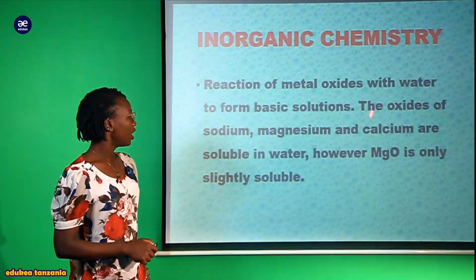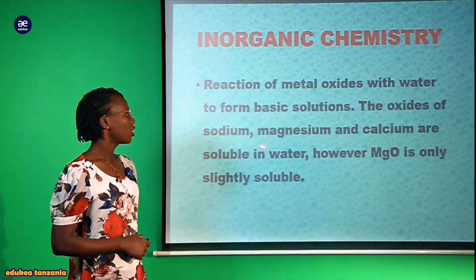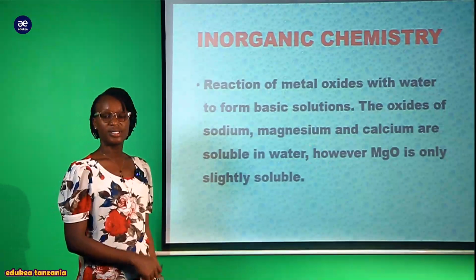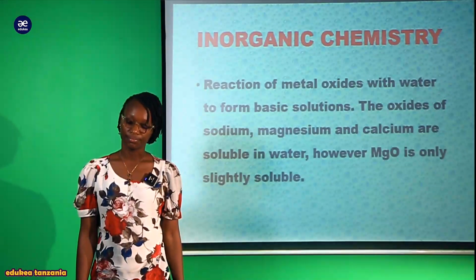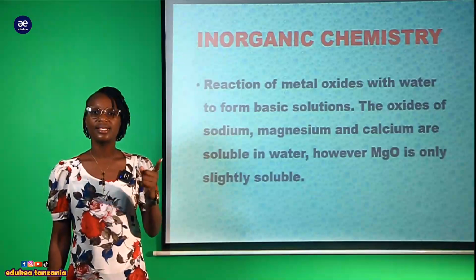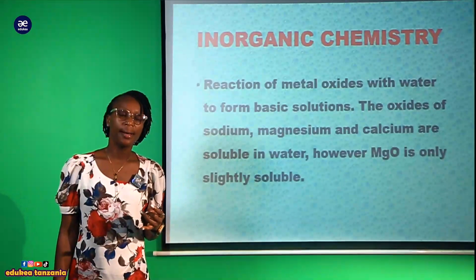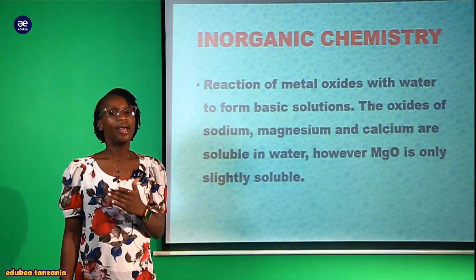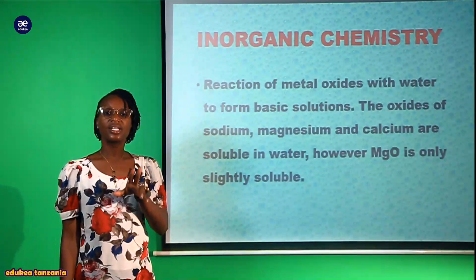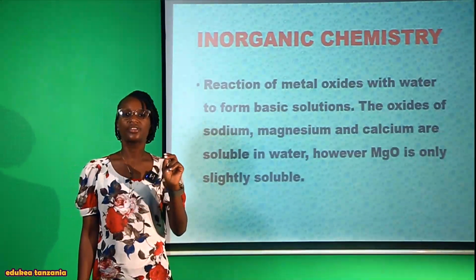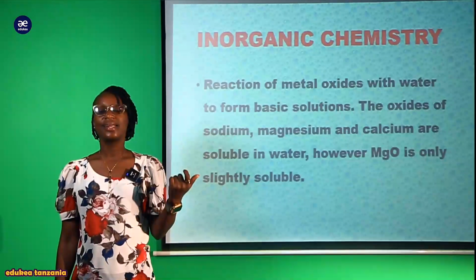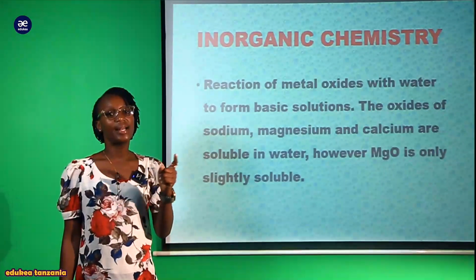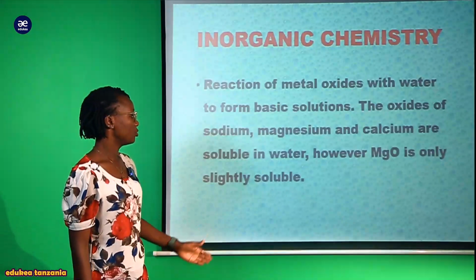Anasema kwamba the oxide of the sodium, oxide of magnesium and calcium are soluble in water, as I told you. Kwamba tunapokuja kuangalia this oxide of magnesium, the oxide of sodium, oxide of calcium, these are soluble in water. So as long as this oxide of metal are soluble in water, therefore once they react with water, we are going to form directly the alkali solution or the basic solution.